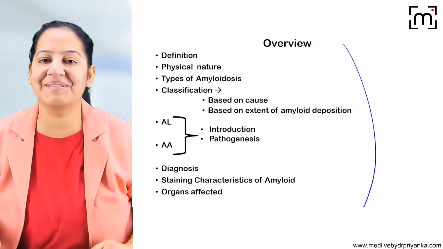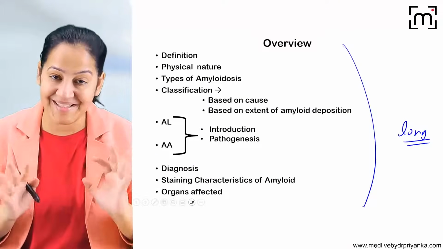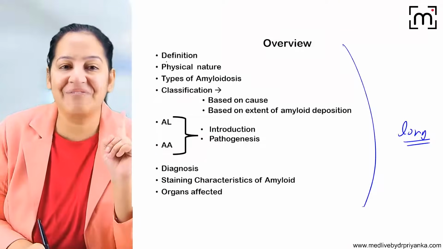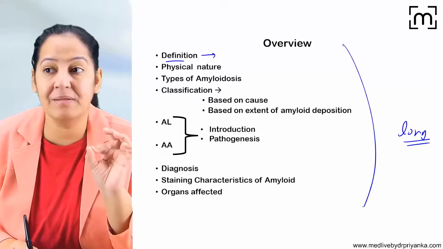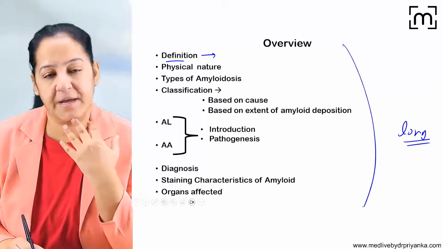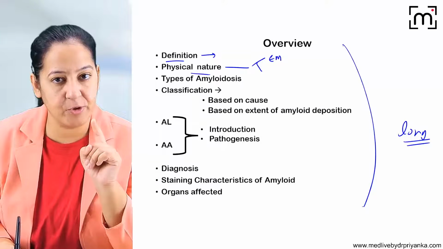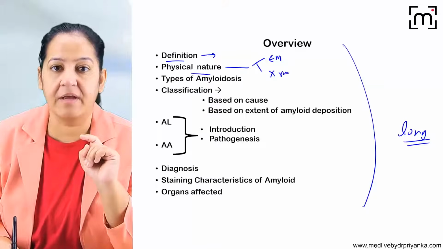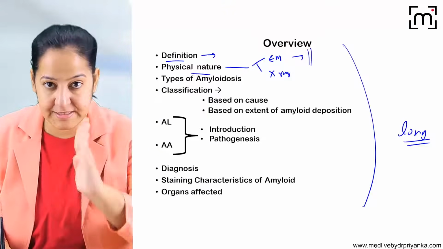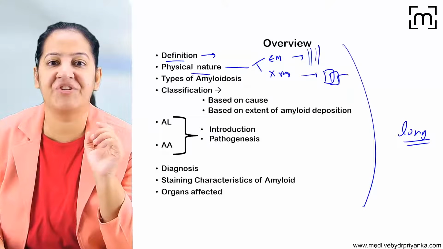Now, if a long question is coming, I guess you are able to write everything. But the only thing you have to learn is the headings under which you have to describe your answer. First define amyloidosis. It's the disease in which an abnormal protein gets deposited in multiple organs. The name of the abnormal protein is amyloid. Physical nature: you have to describe what happens on electron microscopy and what happens on X-ray crystallography. On electron microscopy, it is fibrils of indefinite length, and you know the diameter. And on X-ray crystallography it is a beta pleated sheet structure.